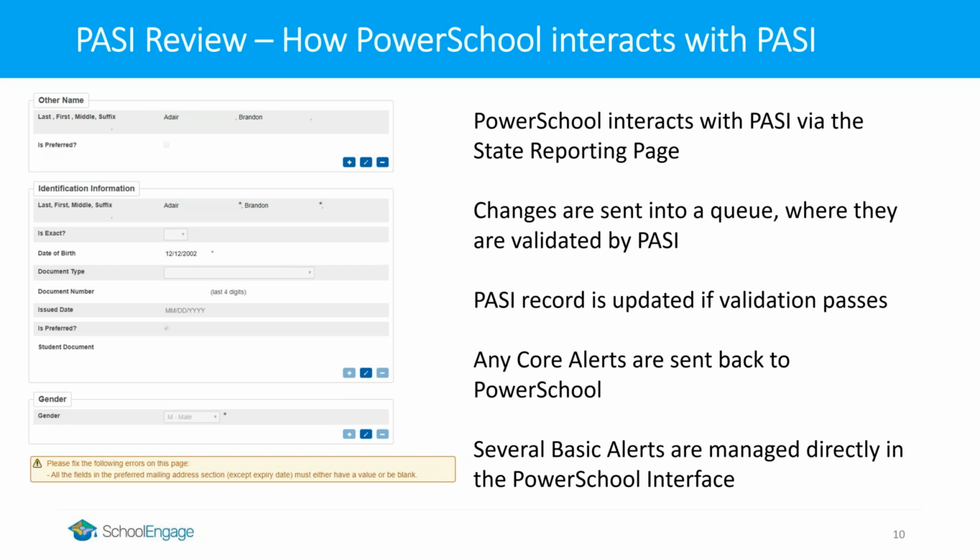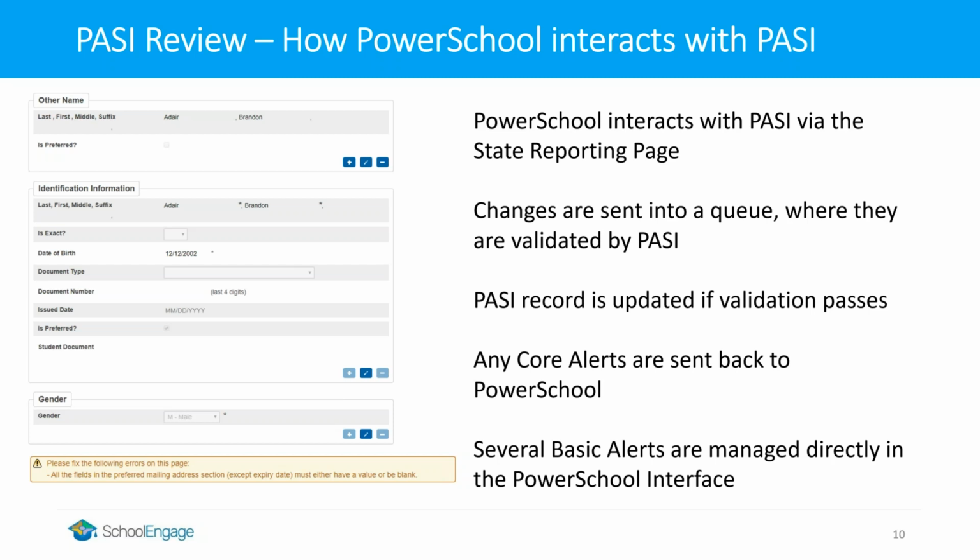Primarily speaking, PowerSchool most directly, in terms of student data, interacts via the state reporting page. I think most people in this presentation are in Alberta, but in other regions, you'll have a variant of the state reporting page that'll look similar to what we have here. These changes are sent into a queue, and from this queue, PASI is going to look at them and decide if it thinks that they are valid or not.